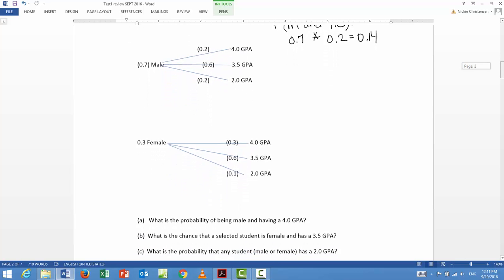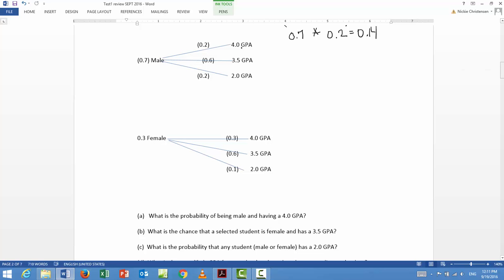Actually, totally by chance, that was question A: probability of being male and having a 4-point. So we take probability of male times probability of 4-point, given that he's a male. I'll write it again here just to be nice. So we took 0.7, which is the probability of being male, times 0.2, and that gave us 0.14.